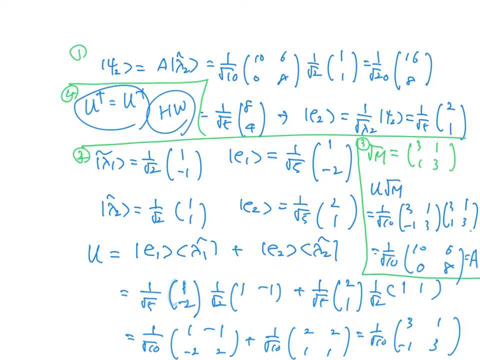So, how many of you think you get it right? There's this problem. 1, 2, 3, 4. 5? Only 5? 6, 7, 8, 9. Okay, good.